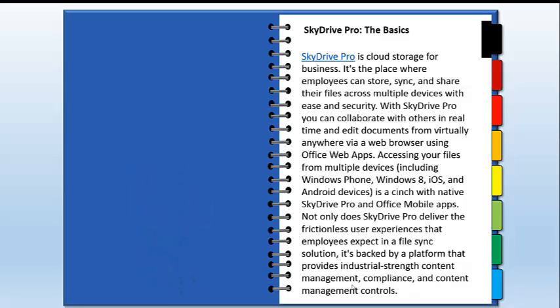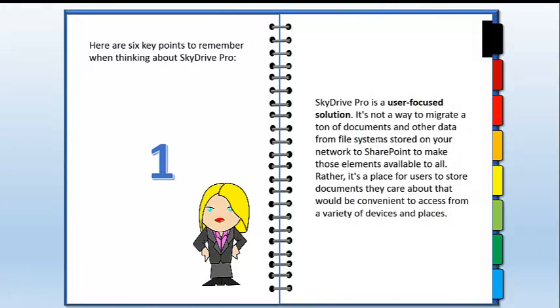With Skydrive Pro, you can collaborate with others in real time and edit documents from virtually anywhere via a web browser using Office web apps, accessing your files from multiple devices including your Windows Phone, your Windows 8, iOS, and even Android devices. This is a cinch with a native Skydrive Pro and Office mobile applications. So as you can see, Skydrive Pro is really something that your organization can use.